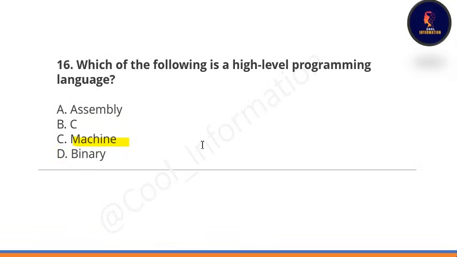Next question. Which of the following is a high-level language? Is it assembly, C, machine, or binary? Correct option is option number C, which is machine. Machine language is a high-level programming language. Next question.